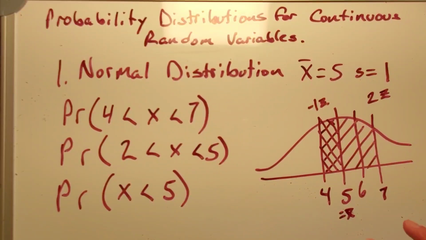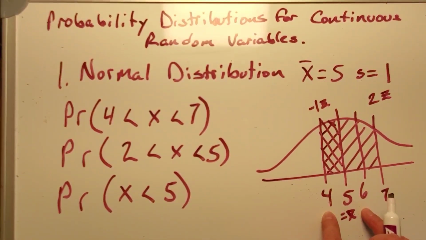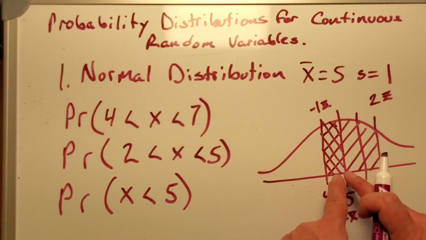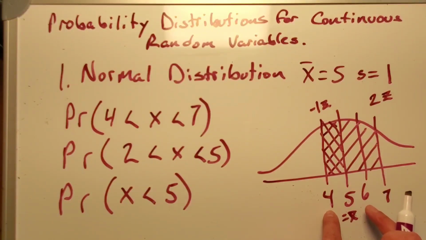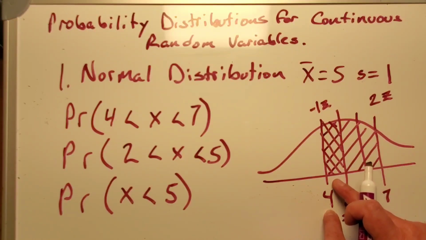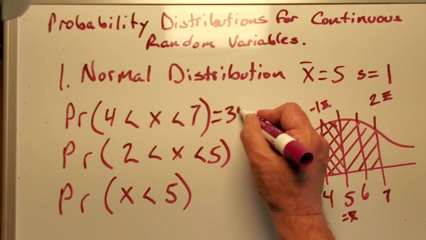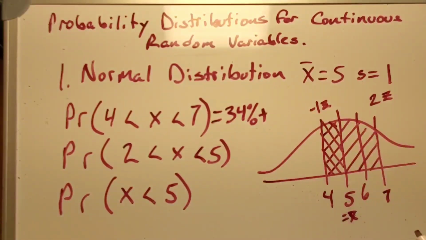I know from our earlier work that from 4 to 6 is 68%. And I know that this thing is symmetrical around the mean. If it isn't, it's not the normal distribution to begin with. So if it's symmetrical from 4 to 6, and for the moment I want only what's from 4 to 5, then I know that that must be half of the area from 4 to 6. So that cross-hatched area with double stripes has to be half of 68. So that's going to be 34%. I'm going to write that down and then continue.